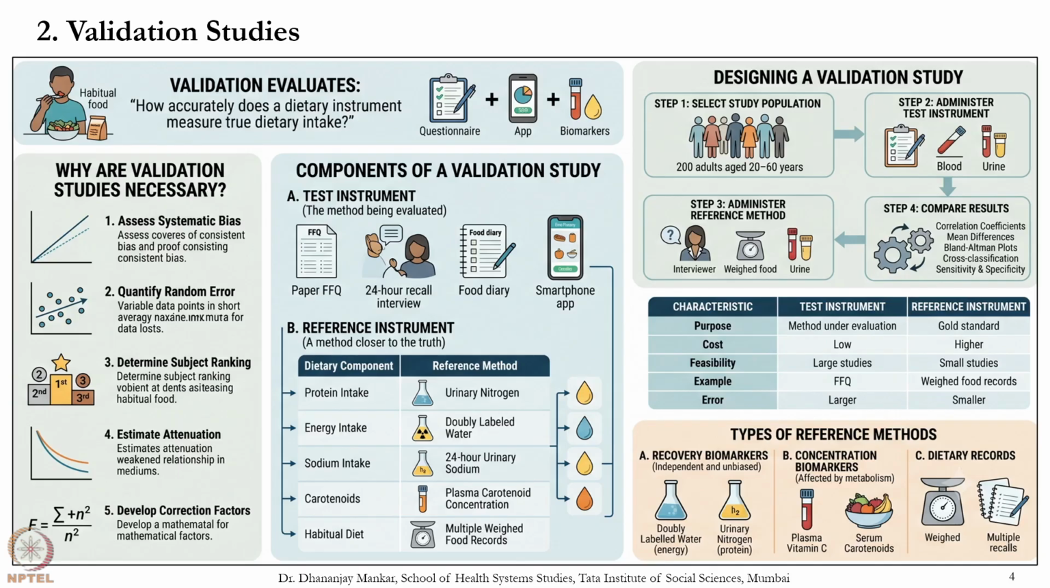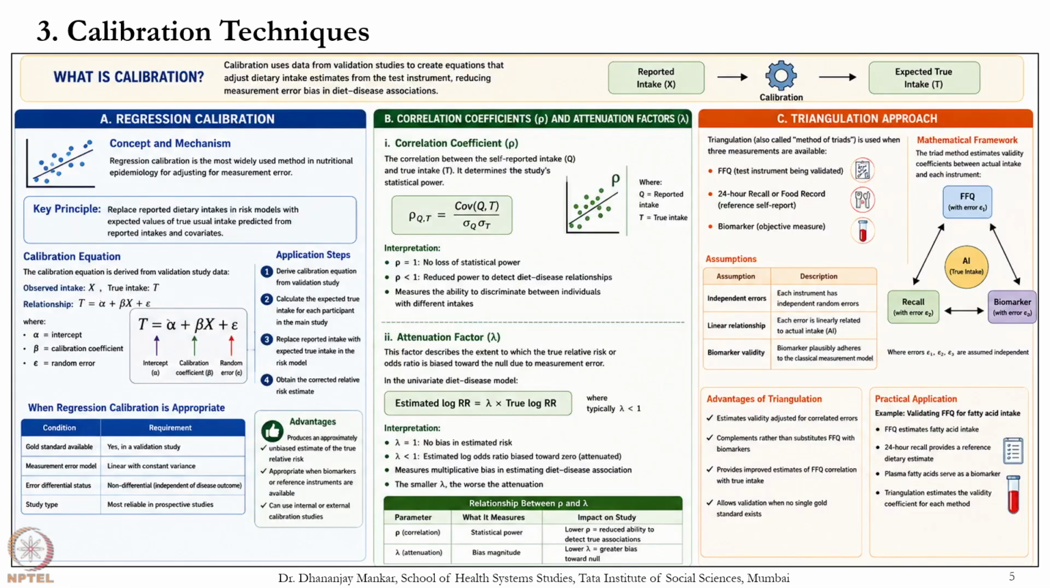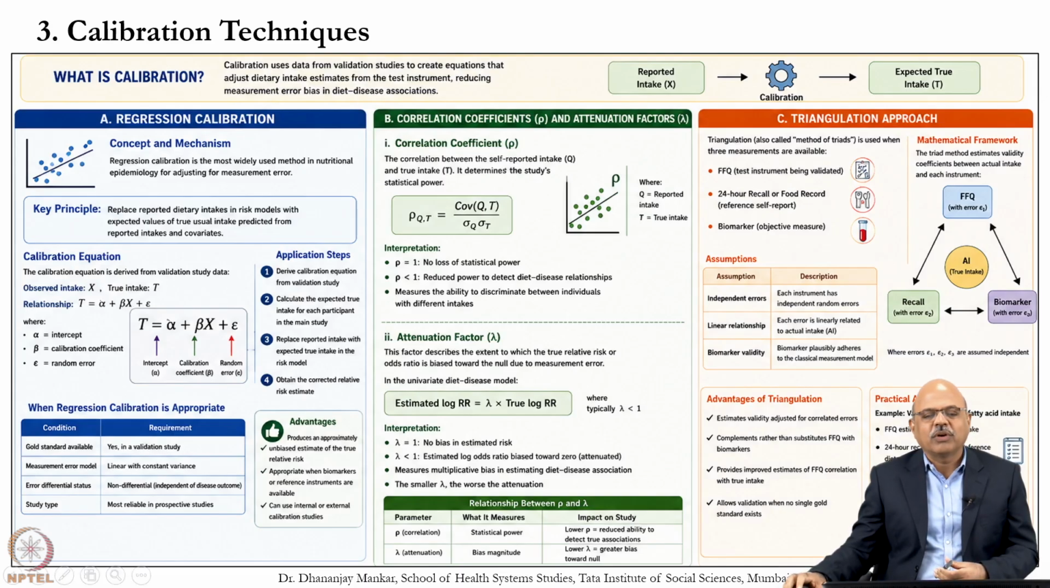What is the purpose of doing this? The method under evaluation is compared with the reference, which is the gold standard. An example is the FFQ, with weighed food records as reference. Errors are larger in the FFQ, whereas in the reference instrument they are smaller. I want to state that recovery biomarkers are independent and unbiased, whereas concentration biomarkers are affected by metabolism, and dietary records give you more validation as confirmation.